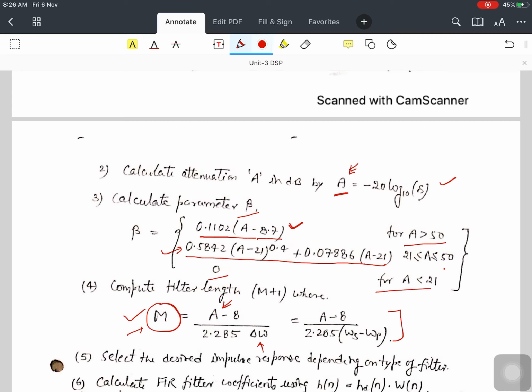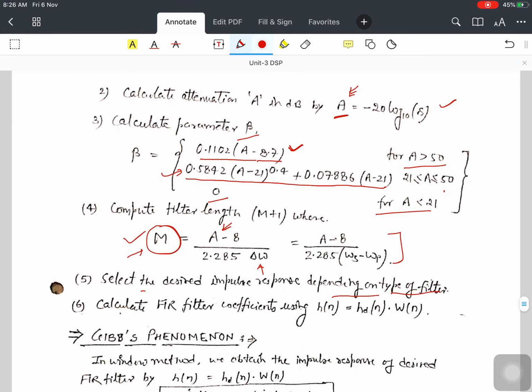Now, whatever the function is given, select the desired impulse response depending upon the type of filter given to you. The rest of the procedure is the same as what we did in the previous lecture. So h(n) equals hd(n) multiplied with w(n), you have to multiply with this window function, and we will get the response of your filter.